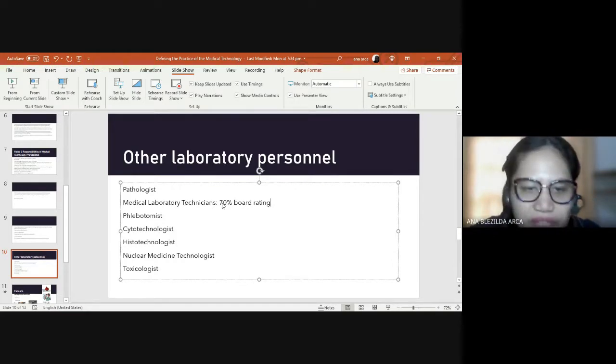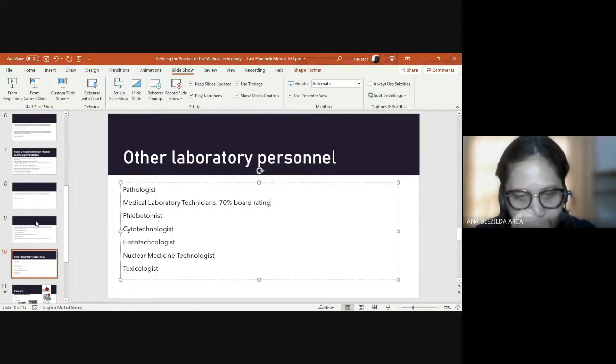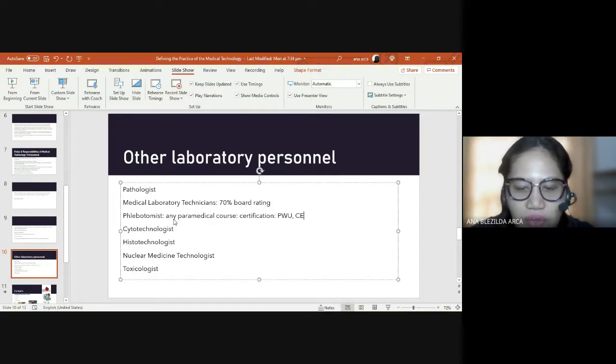Now, yung phlebotomist naman, this is a specialist yan. Actually, ang phlebotomist hindi siya limited sa medtech. Any para medical course, pwedeng kumuha ng phlebotomy certification. So, meron diyang certification. So, in the Philippines, ang phlebotomy certification natin, meron sa PWU, meron din siya sa CEU. Yan ang mga nag-o-offer ng phlebotomy certification. Meron din sa mga hospital, sa mga select mga regional hospitals. Meron din sila mga phlebotomy training.